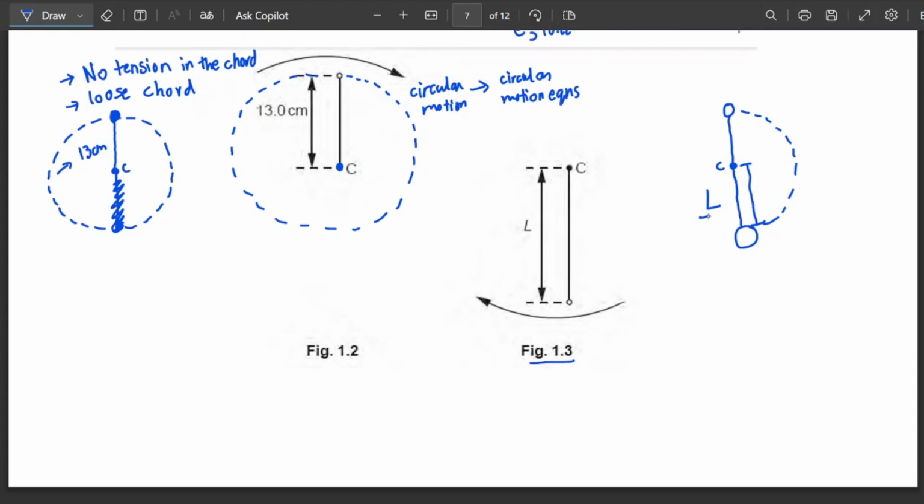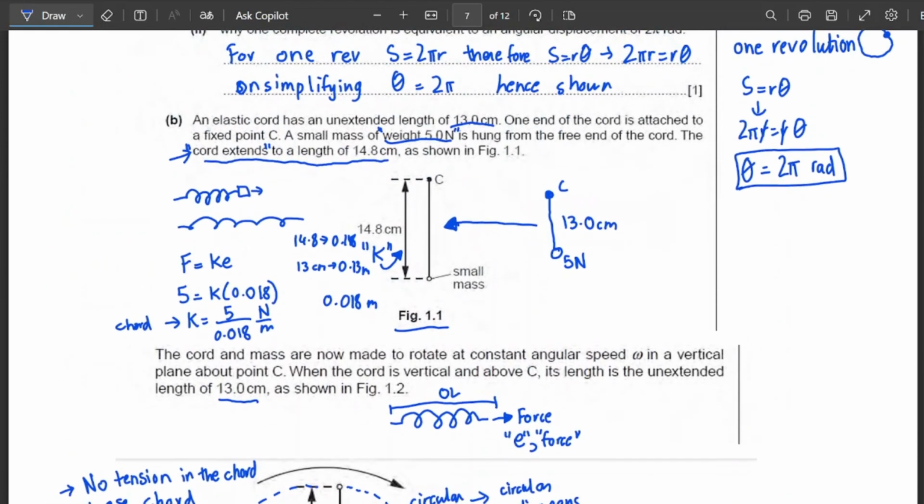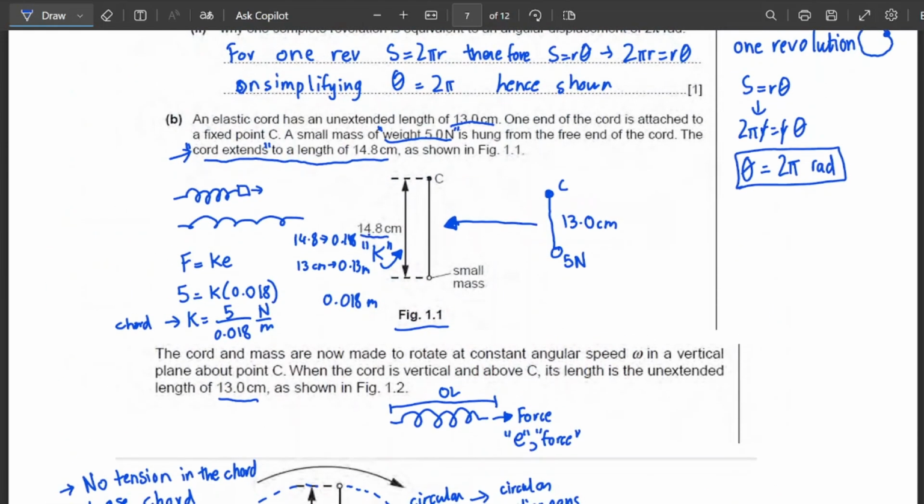We are going to find this, but before we do that, some of you may be like, well, why is that length not 14.8 centimeters? You may think the mass is vertically below C, and it's 5.0 newtons acting downward, so shouldn't the length L just be 14.8 centimeters? Well, it should be that if it was at rest. The thing is, it's not at rest right now. It's moving in a circular motion.